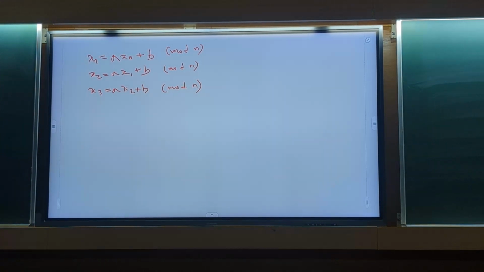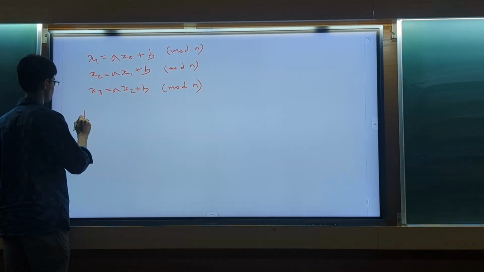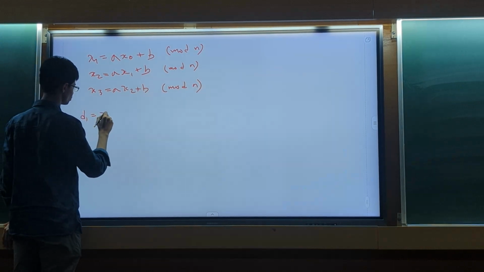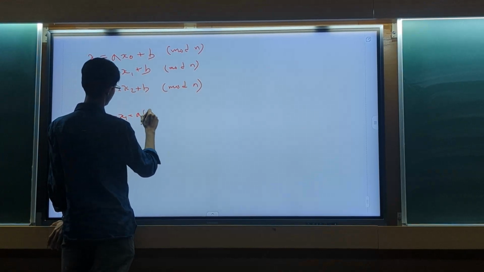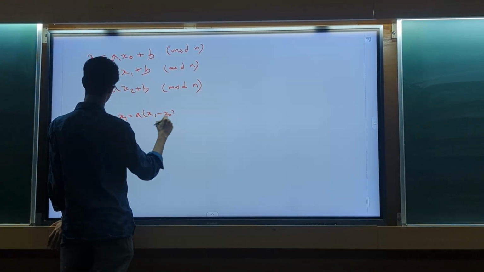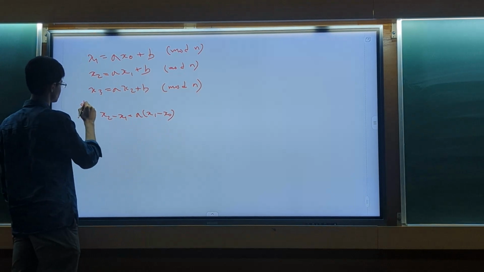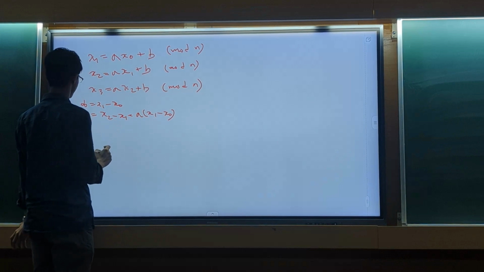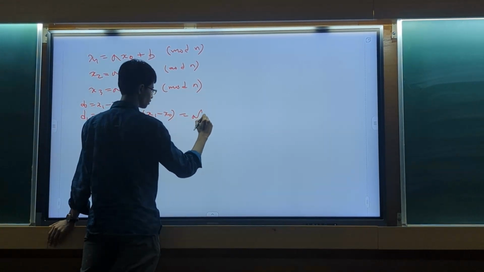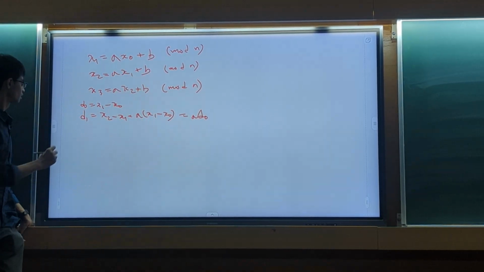So now let us look at the differences, right? This is something we did before. So say that D1 is equal to x2 minus x1. And what is this? This is nothing but a(x1 minus x0), right? D0 is again x1 minus x0, of course. And this is equal to a D0, right?